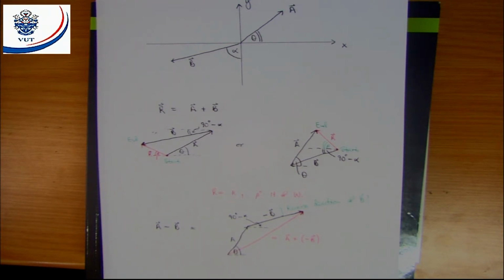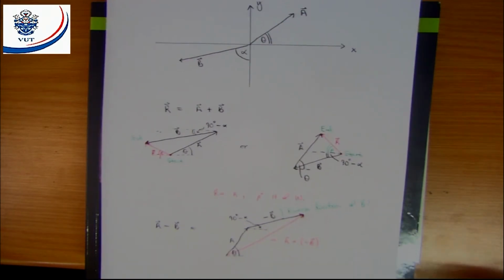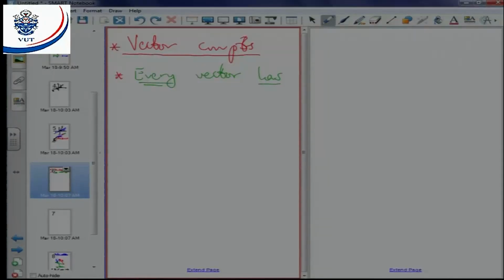And this is very important. So this is the key of what we will talk about. So for vector components, every vector has an x and a y component. So you can draw any vector and I will show you the x and the y components. And this simplifies our calculations when we add vectors.